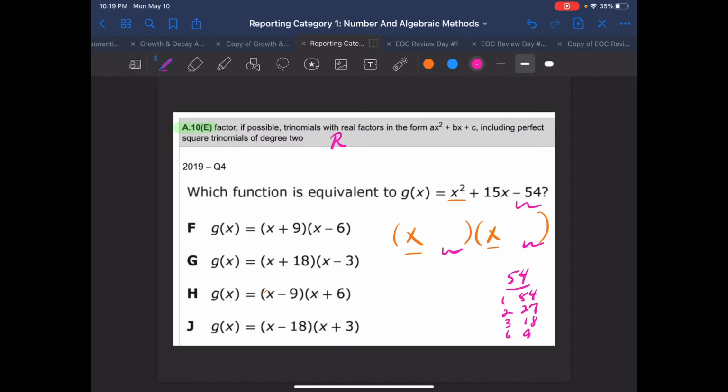So remember, we have to pick the two factors that can multiply to give us negative 54. All of these do. Since it's negative 54, one of them will have to be positive, the other will have to be negative. Keep that in mind. Also, it has to add up to give us our middle term, which is positive 15. So the only two that can possibly add up to 15 are the 3 and 18, and the 6 and 9. Let's start with 6 and 9 first.